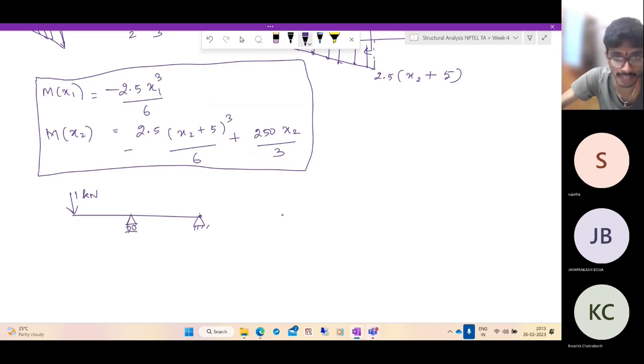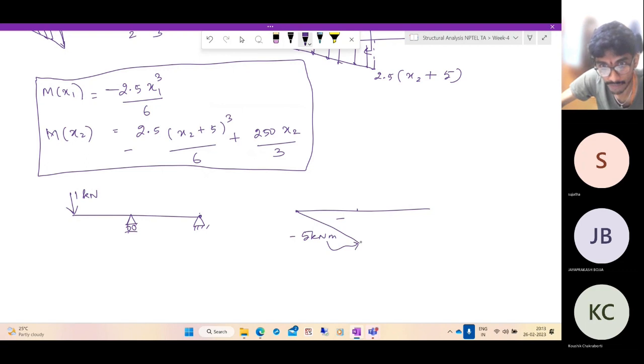Or directly draw the bending moment diagram. In this span, this is 5 meters, right? So 1 kilonewton acting at 5 meters, hogging. So this is minus 5 kilonewton meter at this point. And this side it is a hinged support, so it has to be 0. The bending moment is continuous since it's an intermediate support. And how did we take the coordinate system? We took x1, x2.